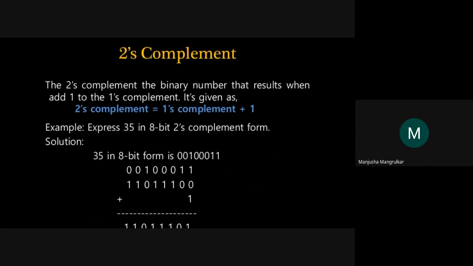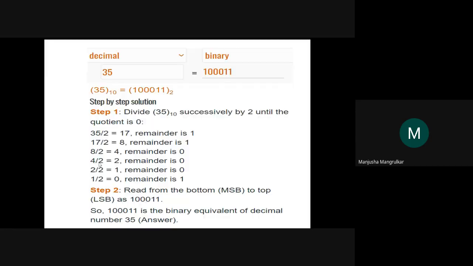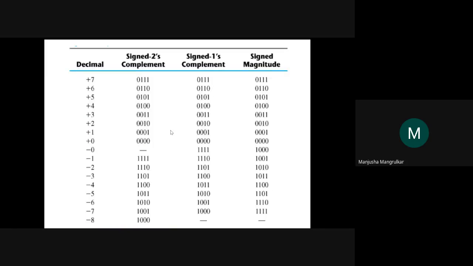110111100 means all zeros are converted into 1 and all ones are converted into 0, then add 1. If we add 1, 0 plus 1 gives 1, and the rest stays as it is. So this is the 2's complement data of 35. But why we are using 2's complement, we'll see that afterward.